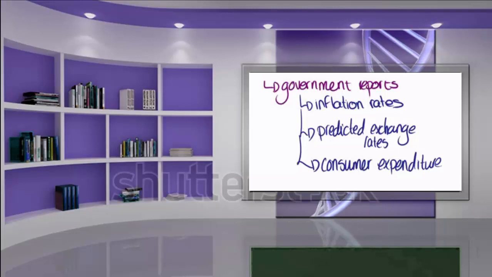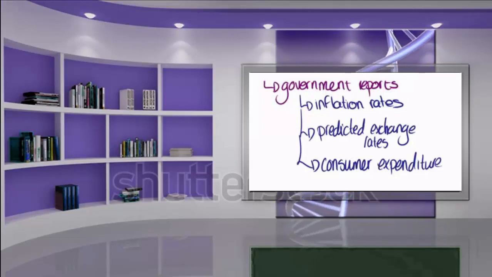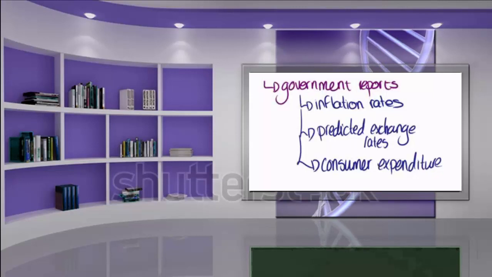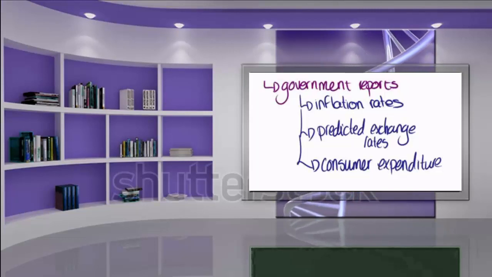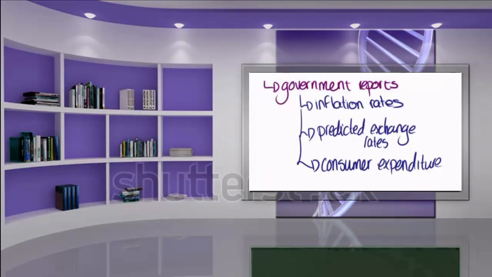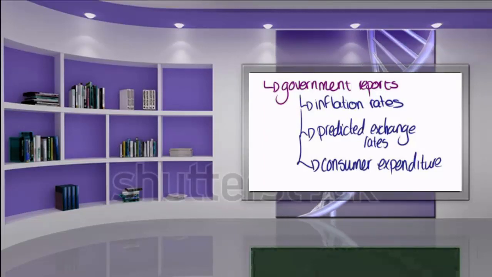Other information that might be included in government reports would be consumer expenditure. So are people currently spending quite a lot of money, going on a lot of holidays, buying a lot of luxury goods? Or, like during a recession, for example, are people more likely to keep their money in the bank and try and build up their savings? Again, this is going to have an impact on our company.